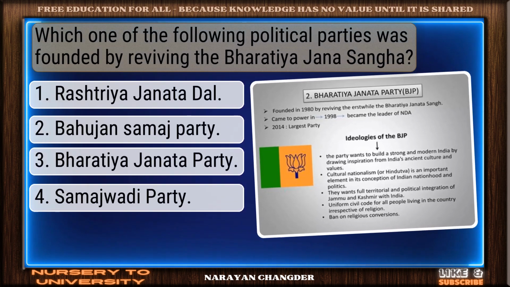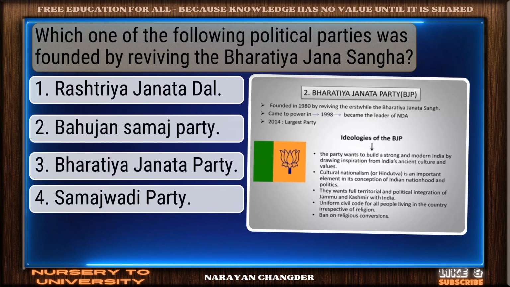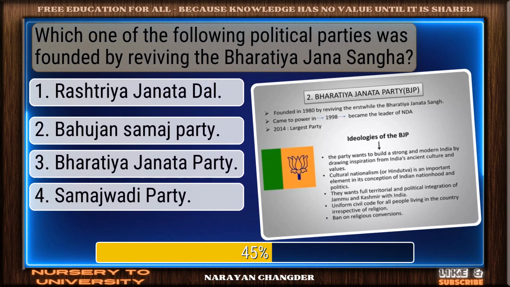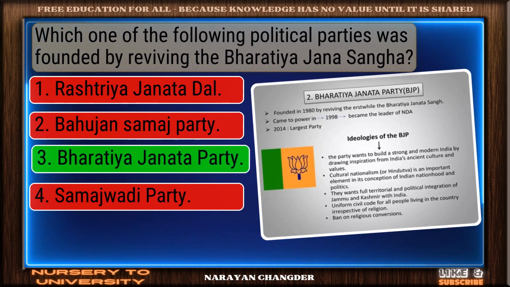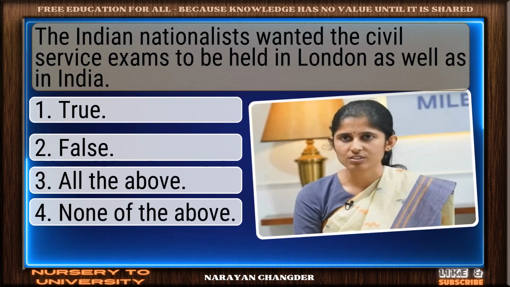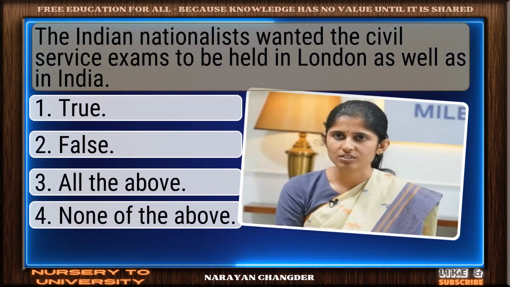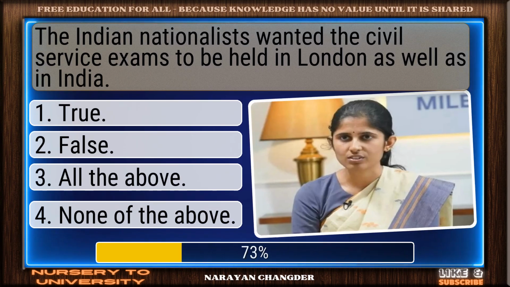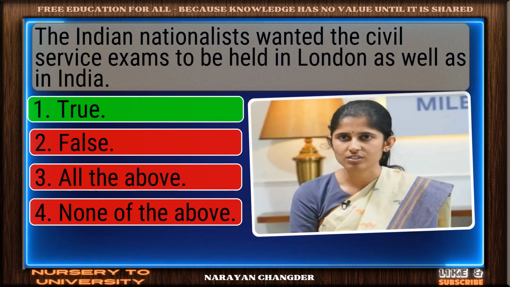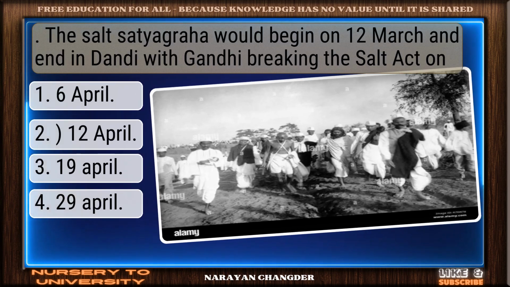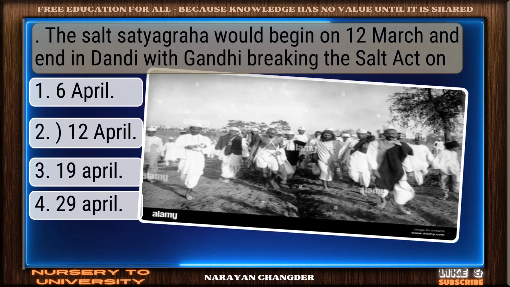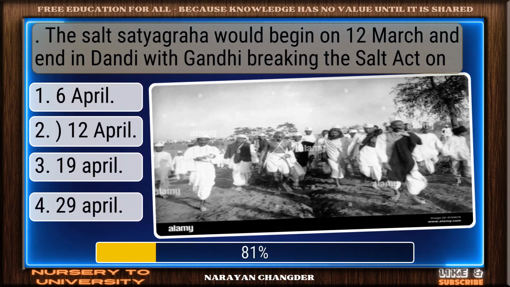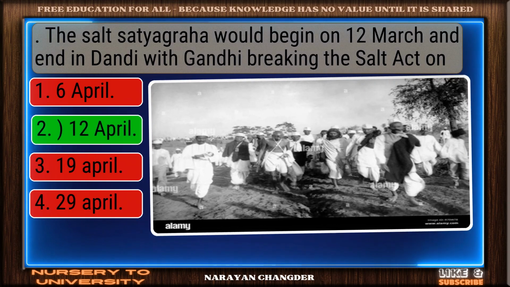Which one of the following political parties was founded by reviving the Bharatiya Jana Sangha? Correct. Bharatiya Janata Party is spot on. The Indian nationalists wanted the civil service exams to be held in London, as well as in India. Sharp thinking. True is right. The Salt Satyagraha would begin on the 12th March and end in Dandi, with Gandhi breaking the Salt Act on. Perfect. Then 6 April is the one.